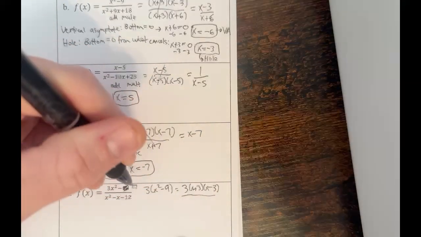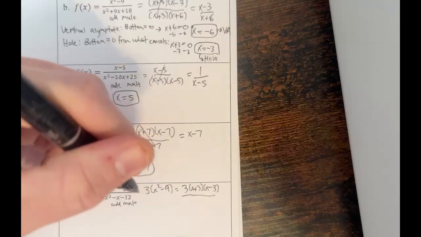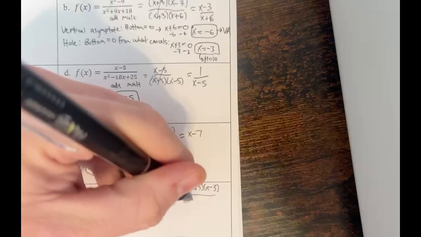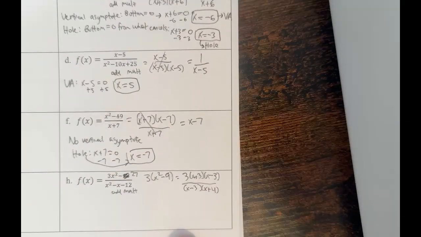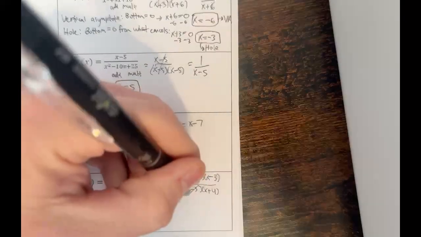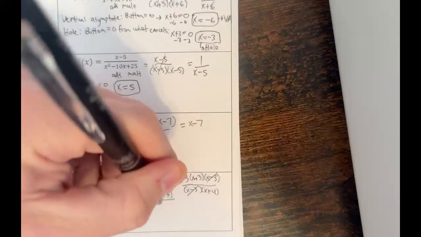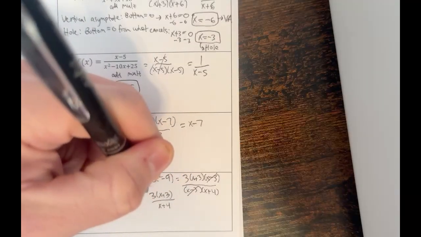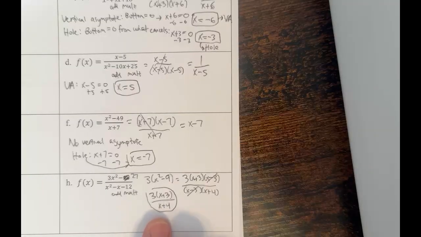Okay, divided by what multiplies to negative 12 and adds to negative 1? What about x minus 3, x plus 4? Okay, so the x minus 3's cancel, so it's going to be 3 times x plus 3 divided by x plus 4. Okay, so there's my final expression. I didn't mean to circle that, but that is simplifying it.